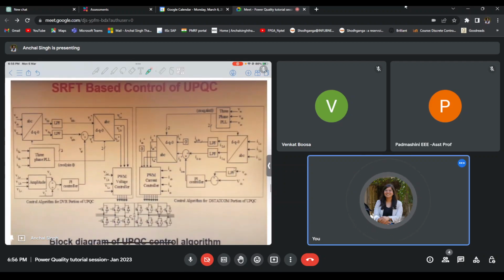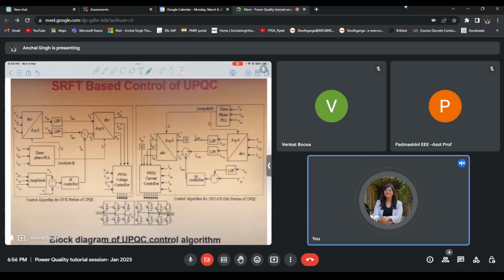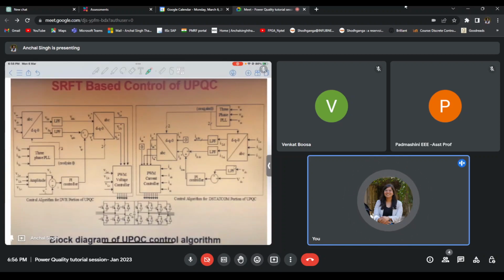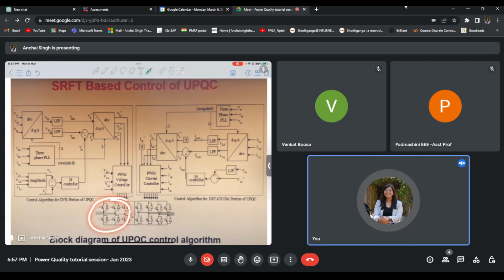So Sarah has just explained one kind of control algorithm for the control of UPQC, and that is synchronous reference frame theory based control. So this is our DVR part, and this is my D-STATCOM part. Now, I know that my DVR part is responsible for taking care of my load voltage. Here is my load voltage that is present and sensed by the sensor, and this is my reference load voltage. Now, from where will I get my reference load voltage?